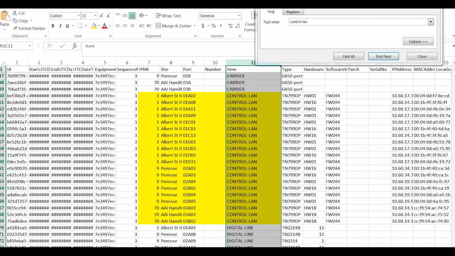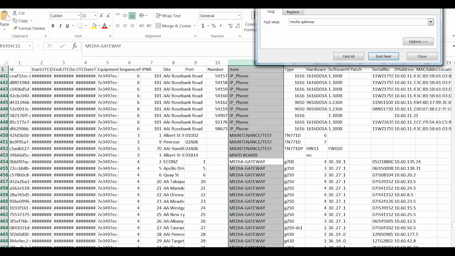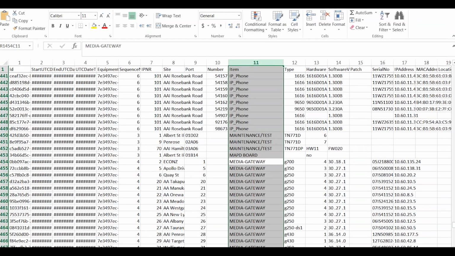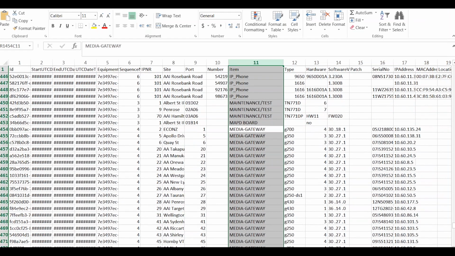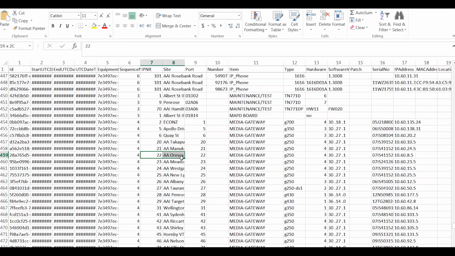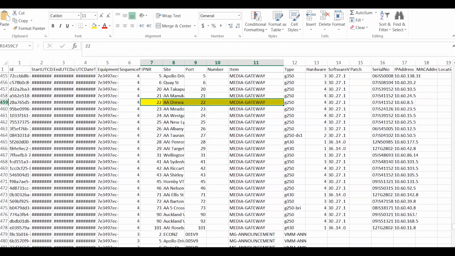The final item we're looking at here is the media gateways. So let's have a look for the media gateways and see how they're configured in terms of the network regions. This customer seems to have them nicely lined up. We were looking at media gateway 22. It's in network region 22, as we can see. Media gateways 46 and 71, network regions 46, 71 respectively, and 101 there.